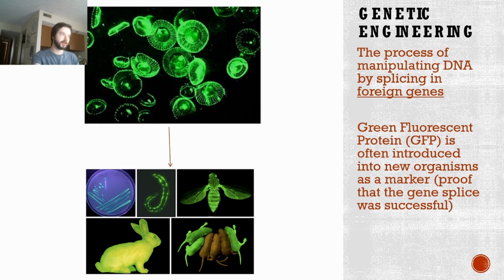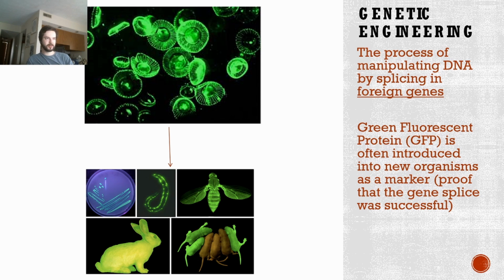Normally this is found in jellyfish, but we've been able to splice it into bacteria, worms, insects, and even small mammals like mice and rabbits. You can actually buy, I'm not sure where, but I know you can actually buy some organisms that have this gene in them. My high school bio teacher had a tank of fish that had this protein in it, and if you turn the lights off, they would glow.